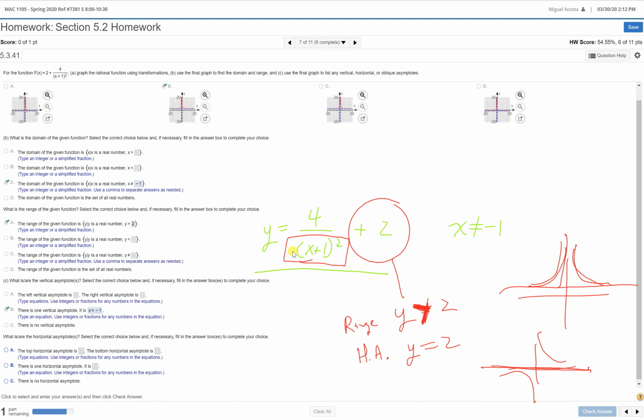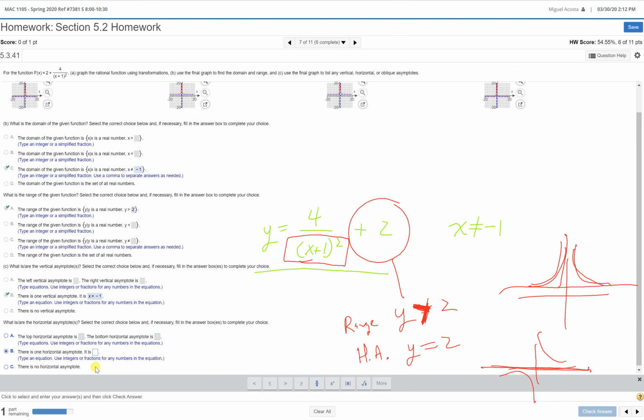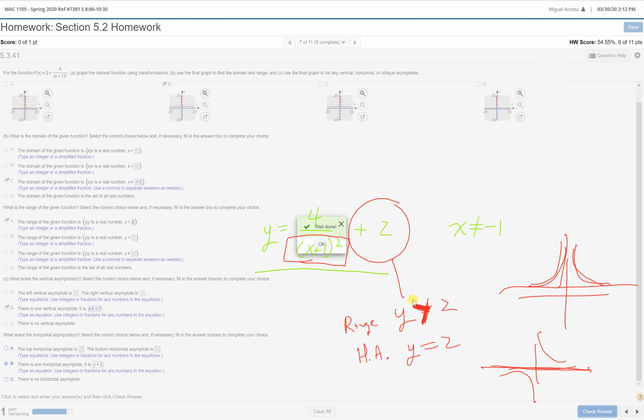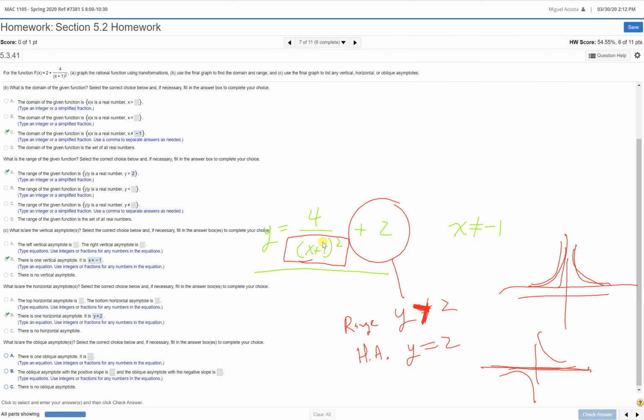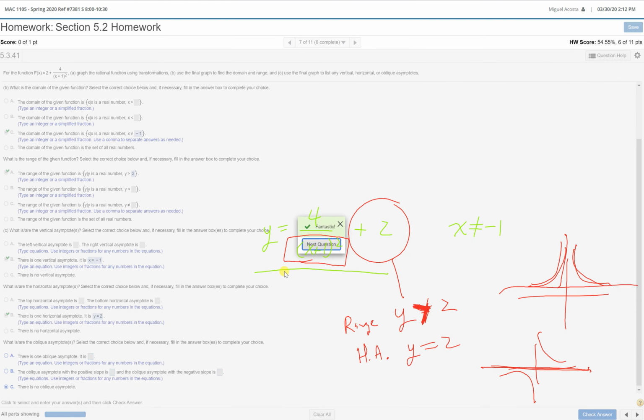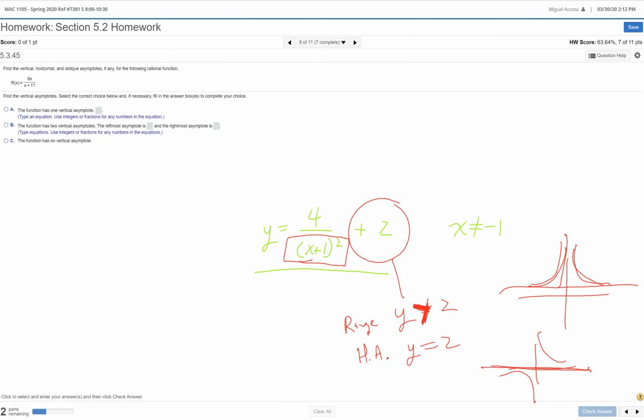And horizontal, we talked about that. That is y equals 2. Oh, I didn't type. Y equals 2. And then that line is not horizontal and oblique. It can be horizontal or oblique. So since it's horizontal, the answer is it's not oblique. Excellent. We're going to clear the drawing board.